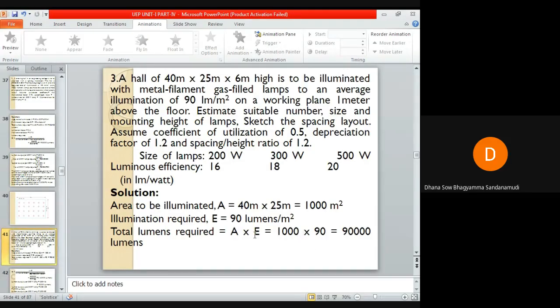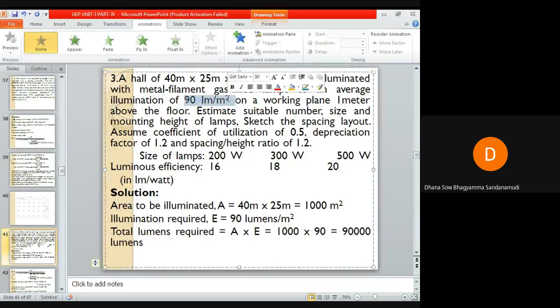Similar to your previous problem, in this problem also we have a hall of 40 meters into 25 meters into 6 meters. The length, breadth and height of the room are given. Here we have to use metal filament gas filled lamps to an average illumination of 90 lumens per meter square on the work plane, 1 meter above the floor. You have to estimate a suitable number of lamps required.